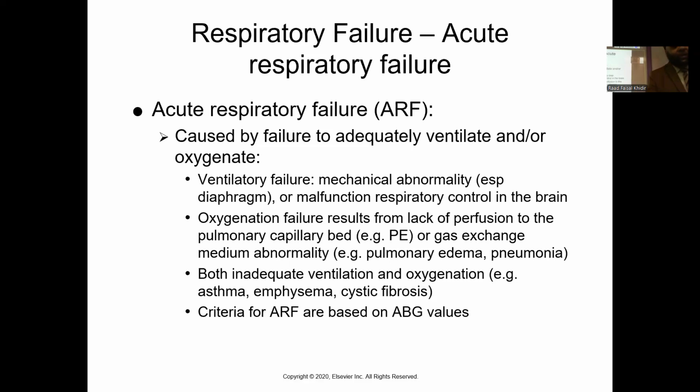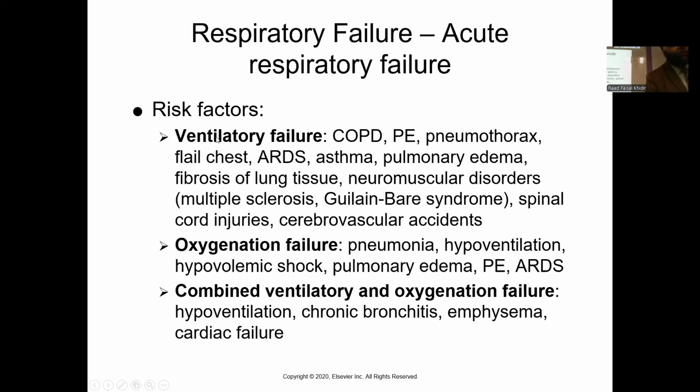So there's a ventilatory failure, and there's a mechanically abnormal diaphragm or malfunctioning respiratory control in the brain. There's oxygenation failure that results from lack of perfusion to the pulmonary capillary bed. There's both inadequate ventilation and oxygenation, and the criteria for the acute respiratory failure are based on arterial blood gas values. Ventilatory failure, you have COPD and pulmonary embolism. And there we have the pneumothorax, and the flail chest.